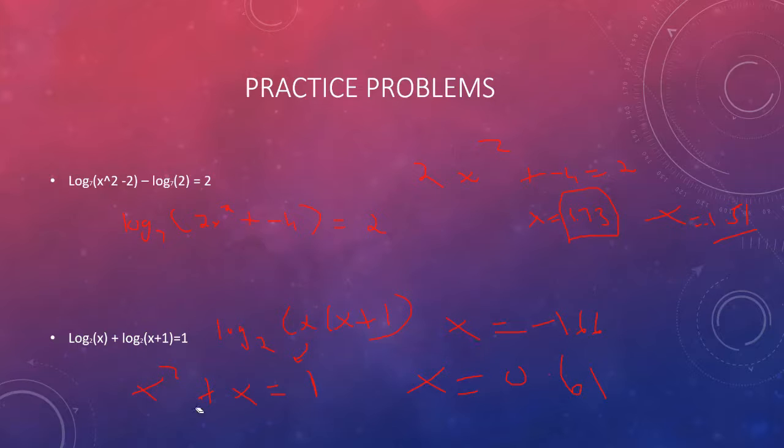And I also worked out the other problem. So you do log of 2x times x plus 1. You would distribute in the parentheses, so that would be x squared plus x equals 1. And then you would get the answers x equals -1.66 and x equals 0.61. You could also plug both answers into the equation and see if they work out, if you get 1.